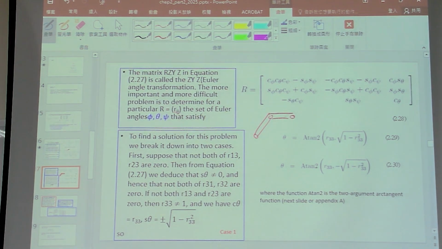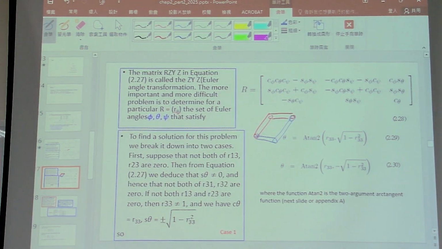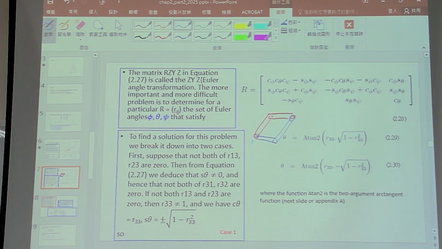We have a final position over here. However, we may have 2 different answers. This is the same type of robot. We have the same end effector. This is the fixed point. This is the end effector.